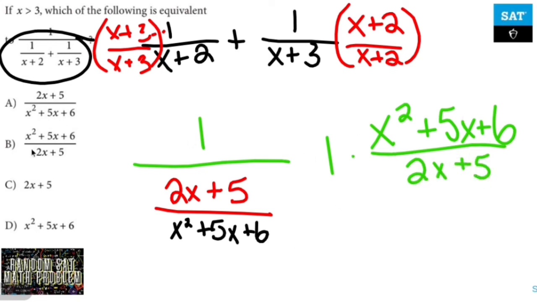1 times that makes that 1 useless. And so I'm left with x squared plus 5x plus 6 over 2x plus 5.